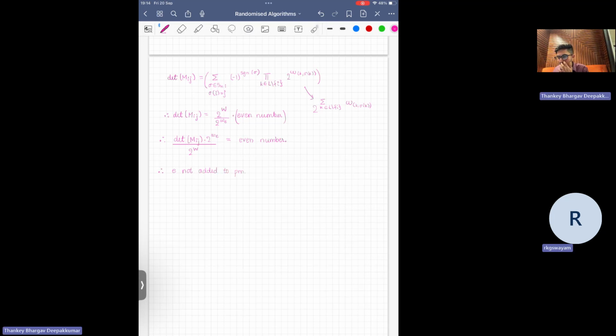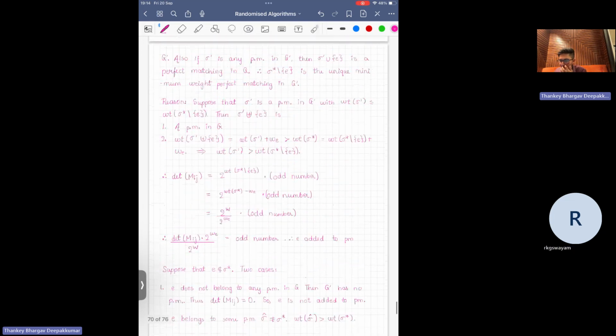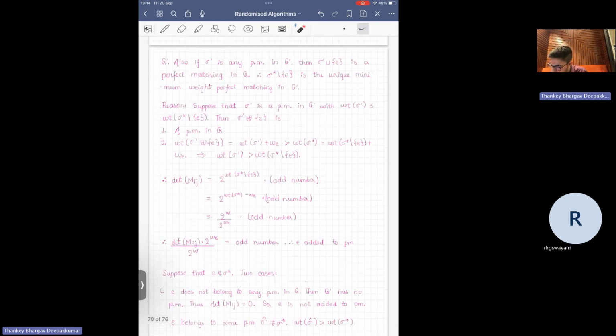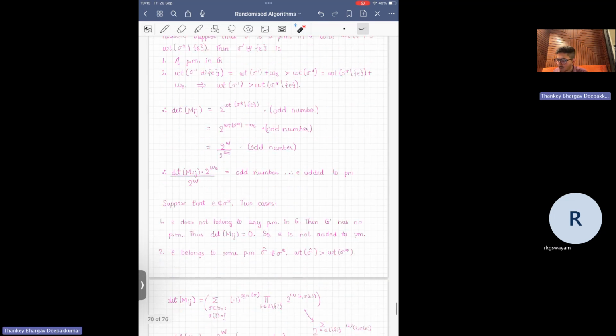So what have we shown? In the first part, we showed that if E belongs to sigma star, the unique minimum weight perfect matching, then E is added to PM. So we now know that at least PM is a superset of sigma star. After this point, I need to show that it's exactly sigma star, that is, it does not contain any other edge.